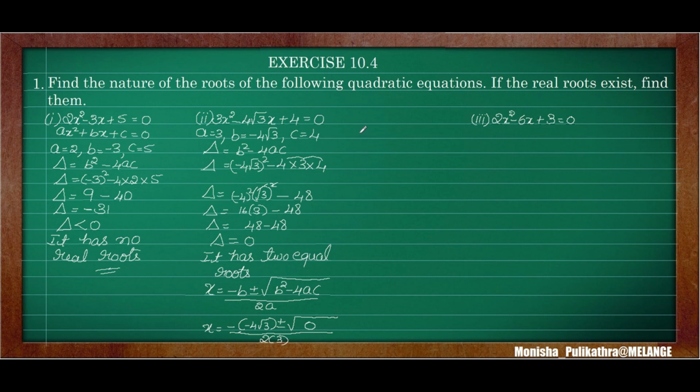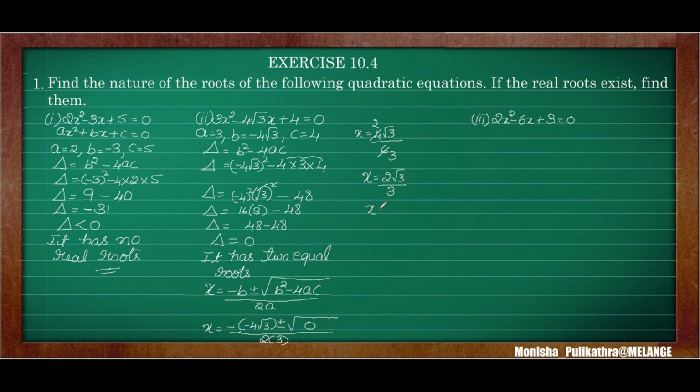Okay, so x is equal to, here minus into minus, plus 4 root 3. Here root 0 cancels. Okay, there is no need of writing the further part. Divide by 2 3s are 6. Here 2 2s are and 2 3s are. So the roots are 2 root 3 by 3.